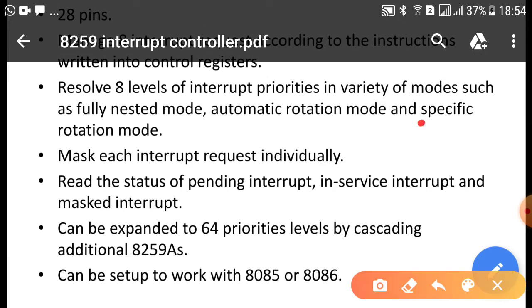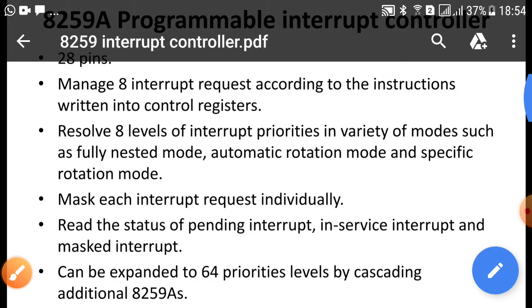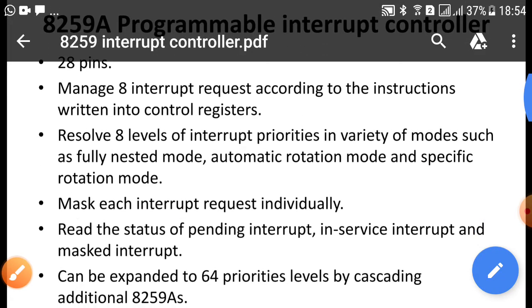Then we have specific rotation. This mode is similar to automatic rotation, but the user can select the interrupt line for the lowest priority and thus fix all the rest of the priorities. Since it is capable of maintaining the priorities, that is why the interrupt controller is more required.